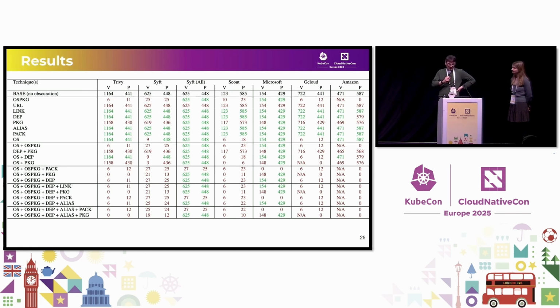We can see also that the impact of obfuscation increases here with the number of techniques. And we can see that for many tools and many techniques, we have 0 vulnerabilities and 0 packages identified, meaning that we reduce quite a lot the visibility of these software composition analysis tools. But we also see something else. You see on the right here, you see not available.